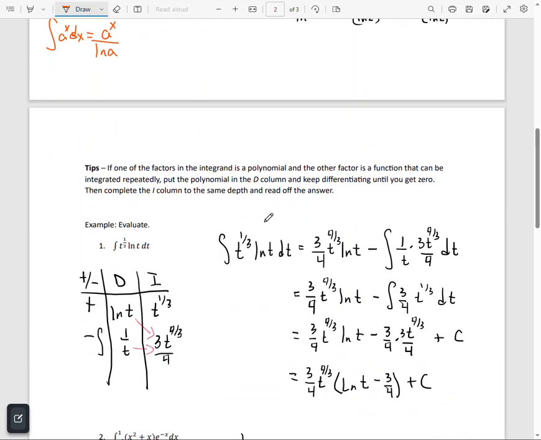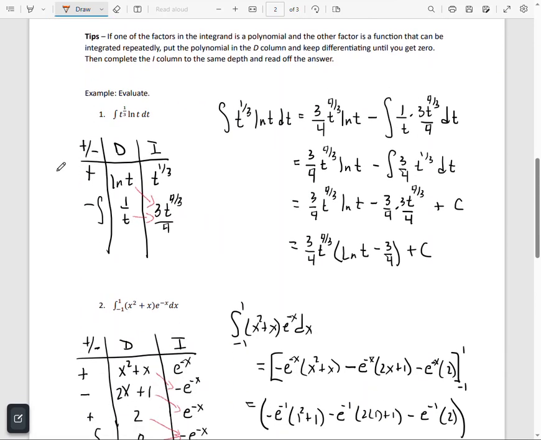All right. If one of the factors in the integrand is a polynomial and the other factor is a function that can be integrated repeatedly, put the polynomial in the D column and keep differentiating until you get 0. Then complete the I column to the same depth and read off the answer. And that's what we did in that previous problem. But you see, now we have a problem because we don't know what the integral of the natural log of t is.